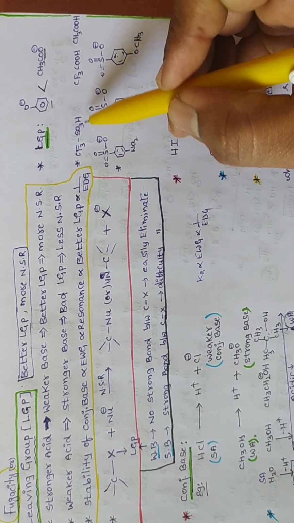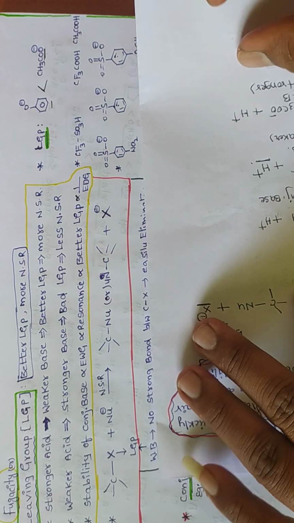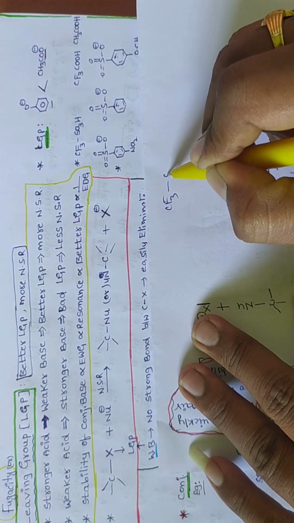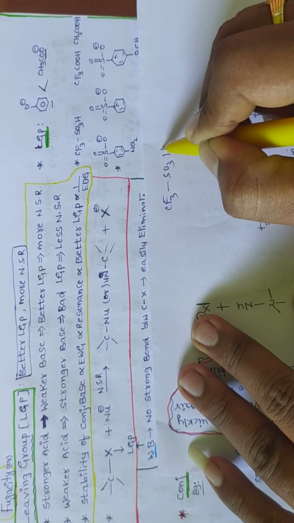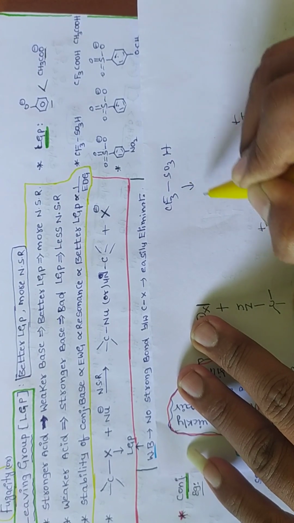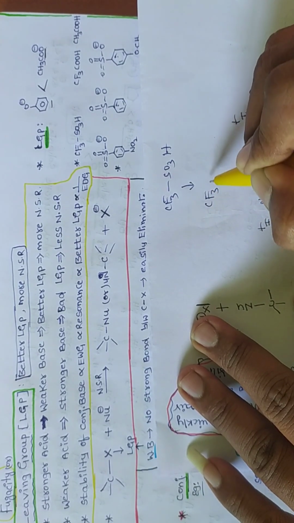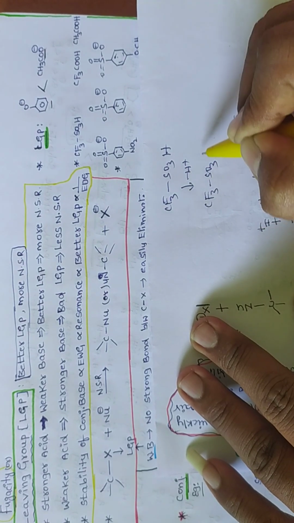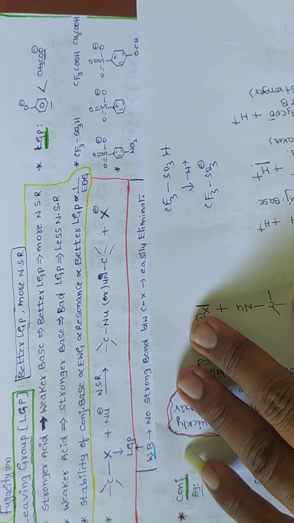Now here, write its conjugate base. CF3SO3H, this is an acid. Write its conjugate base. After releasing the H plus ion, it is going to be formed as CF3SO3 minus.